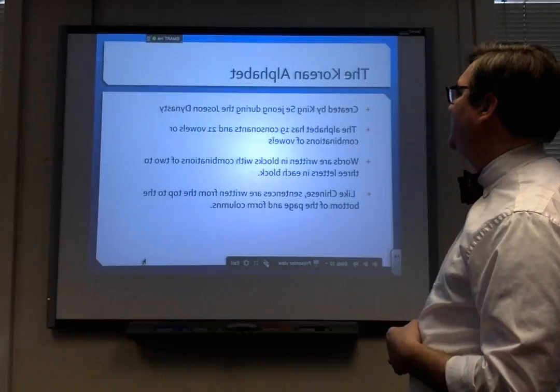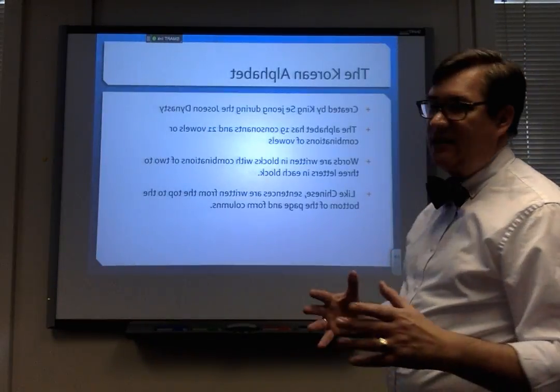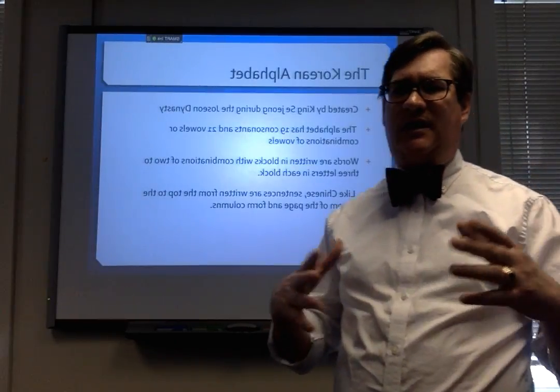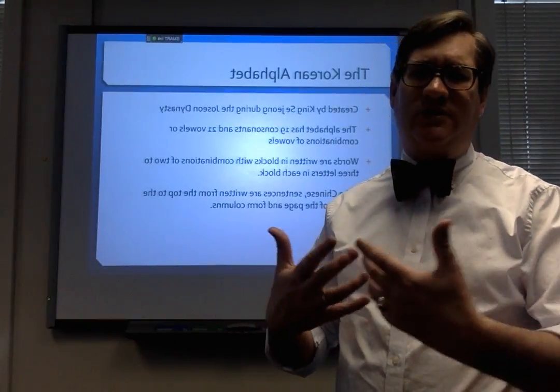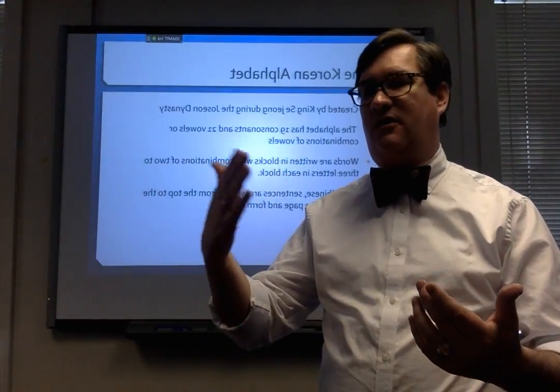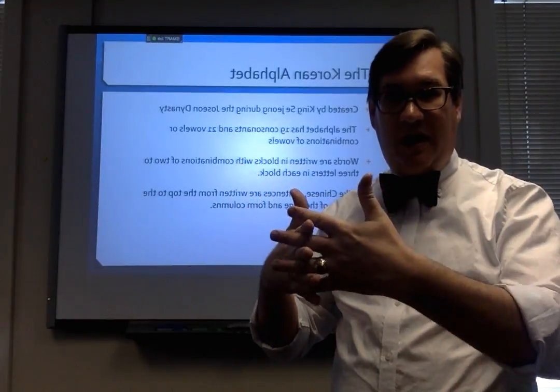So King Sejong creates the alphabet, as we talked about. The alphabet has 19 consonants and 21 vowels. Now, 21 vowels is kind of an overstatement because some of the vowels are combined vowels. You can imagine you have ah as in car, but in Korean you have ah and you also have ya. And so it's a combination of vowels.